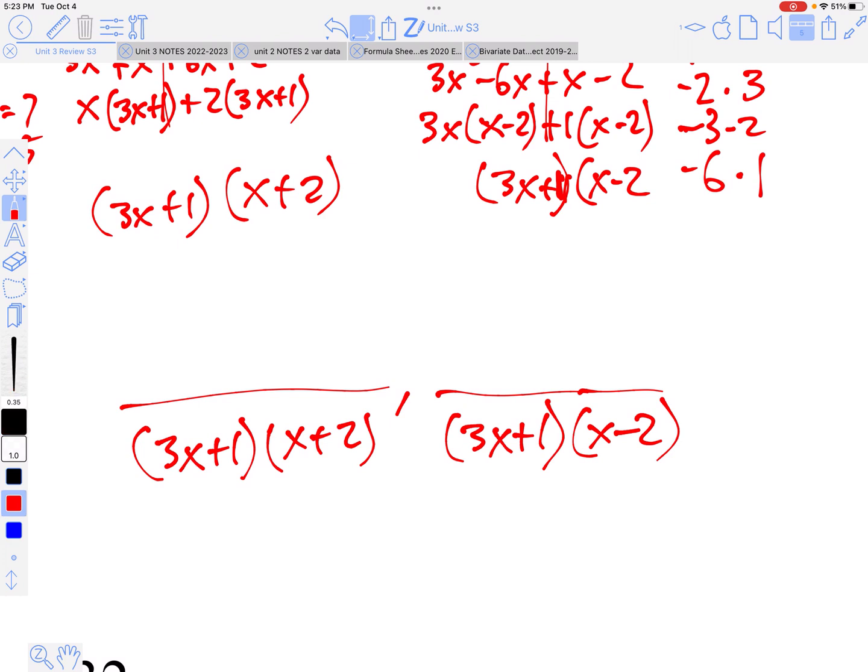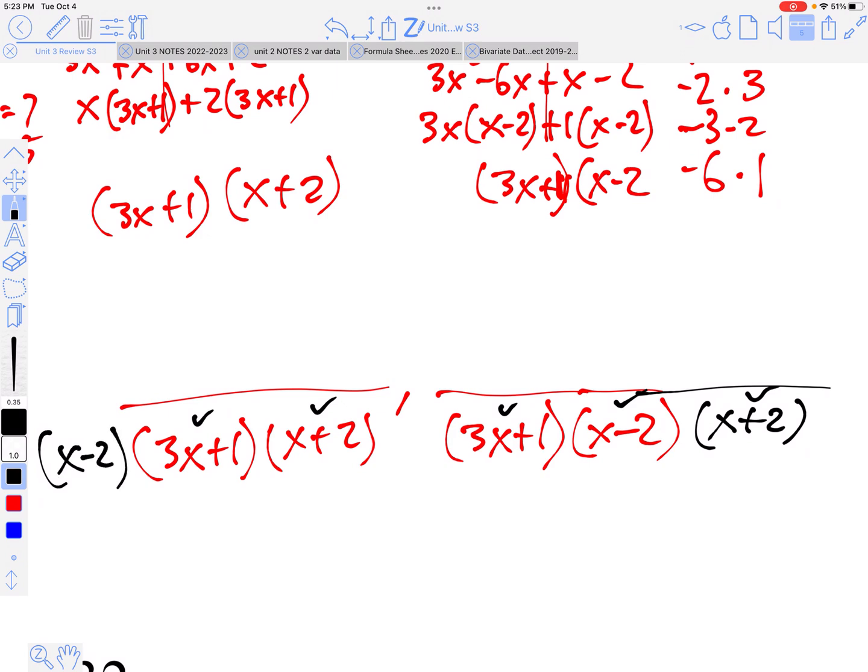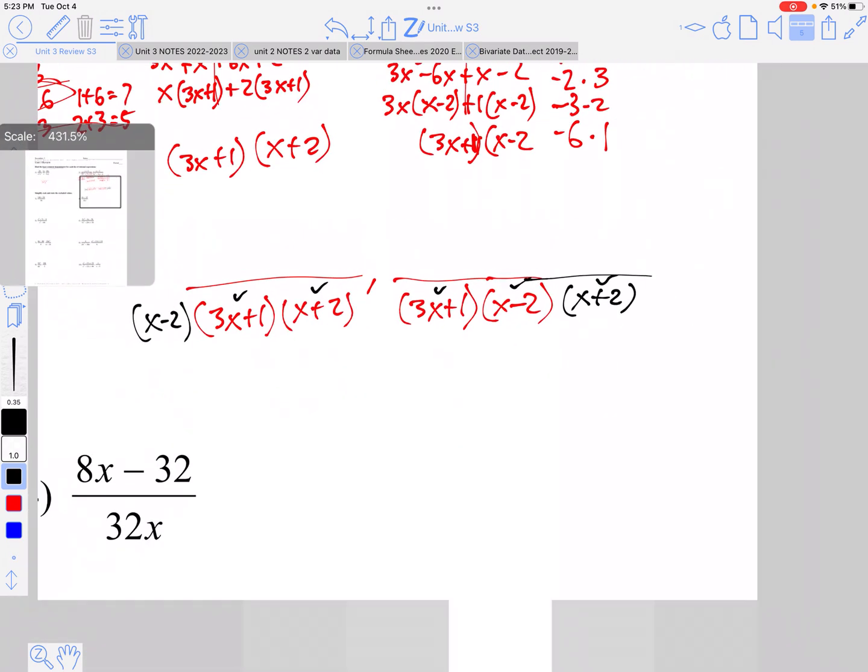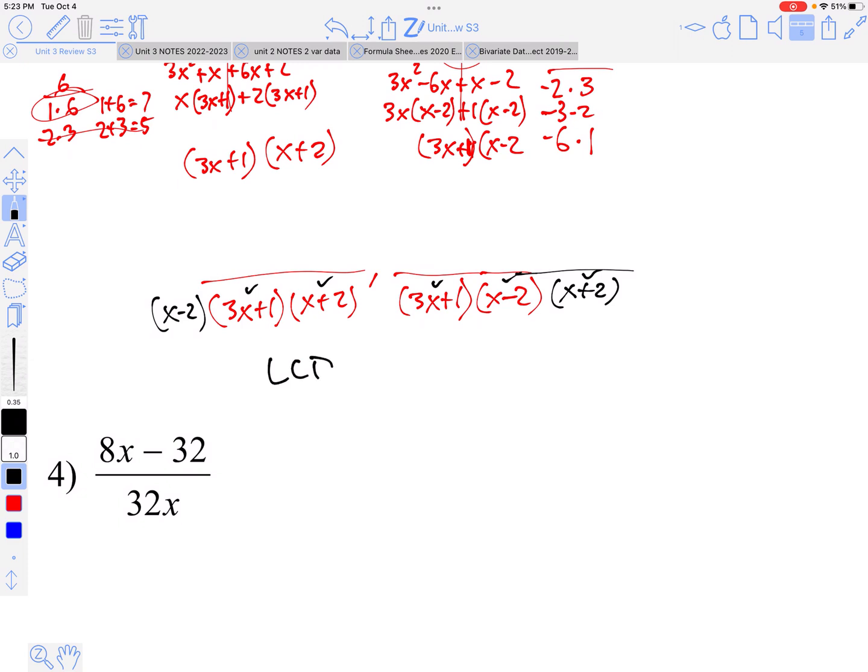Okay, so then I go through and I analyze. You're on both of the fractions, so sweet. Okay, you are not, so I'm going to make sure that you are there. And then you're not, so I'm also going to make sure you are there. So the least common denominator is x minus 2, 3x plus 1, and x plus 2.